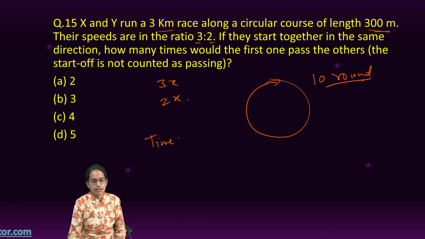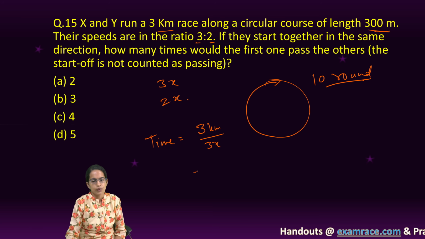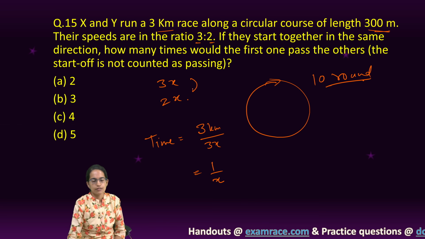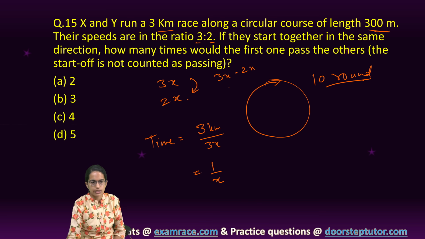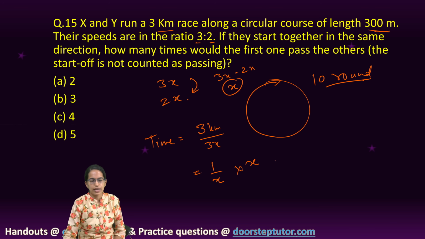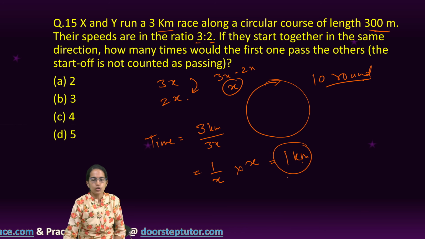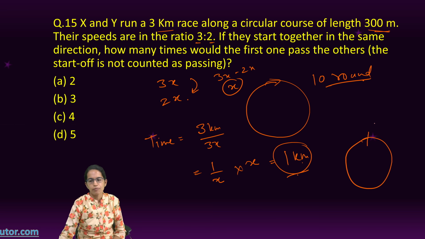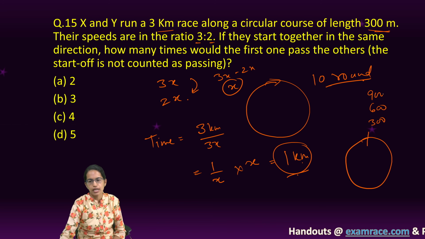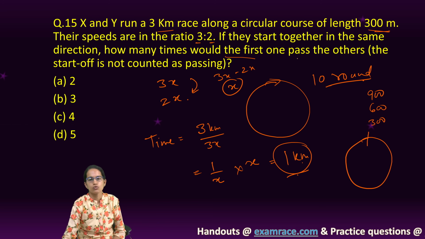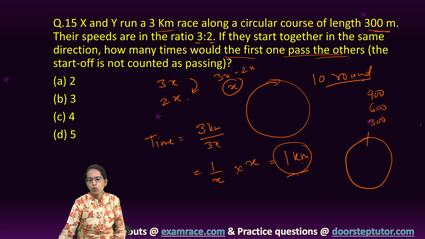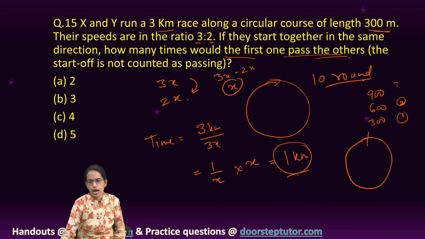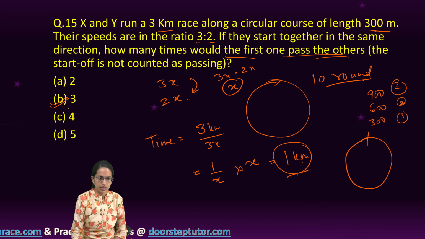So time taken in the first case to complete would be 3 kilometers divided by 3x. So my time is 1 by x. The relative speed is how much? 3x minus 2x, that is x. Okay, so I multiply it by x, that is 1 kilometer. Now to complete this 1 kilometer, how many rounds would be required? With one round, I meet at 300 meters. With the second round, I meet at 600. With the third round, I meet at 900. So how many times would one pass the other? It is 1, 2 and 3. So 3 is my right option here.